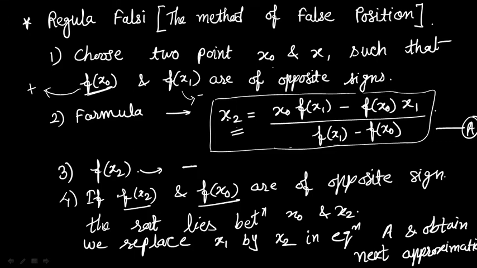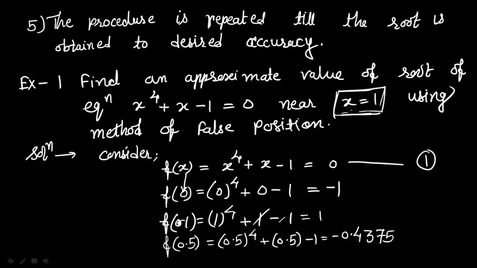Now after that we get the value of x2. Then we find out f of x2. If this value is negative, then we consider previous value as positive value. Then f of x2 and f of x0 are of opposite sign, because f of x2 is negative and f of x0 is positive, so the root lies between x0 and x2. We replace x1 by x2 in the equation A and obtain the next approximation, that means x3 value. The procedure is repeated till the root is obtained to desired accuracy.